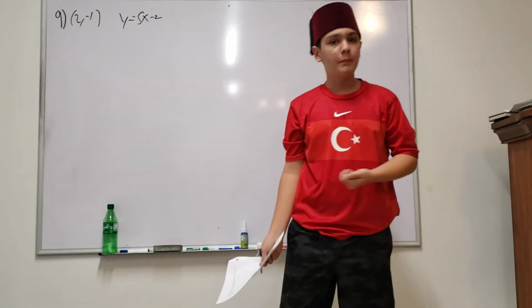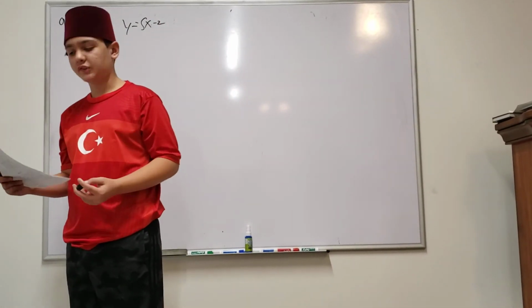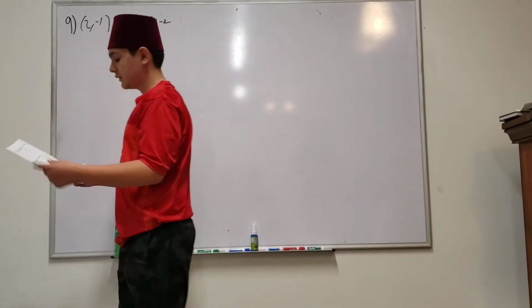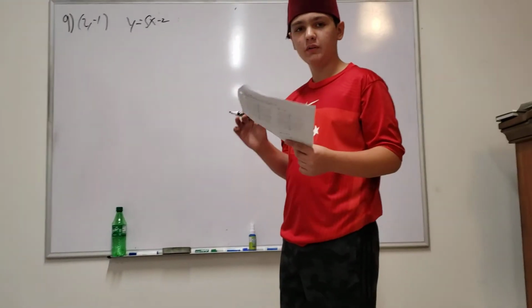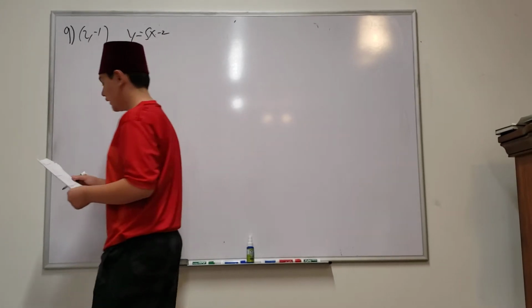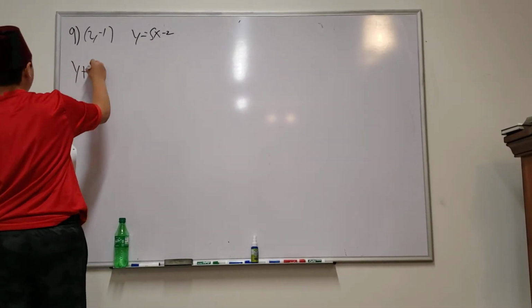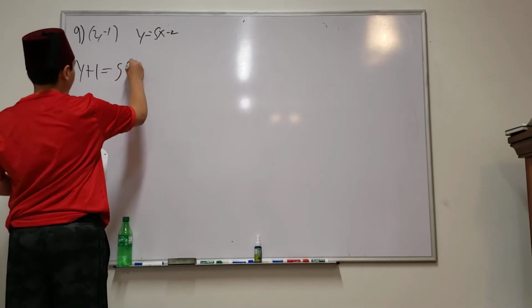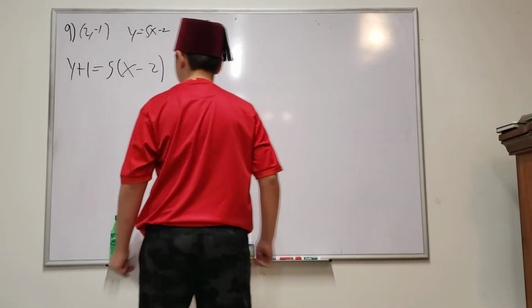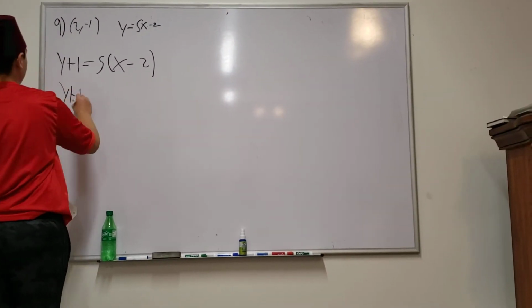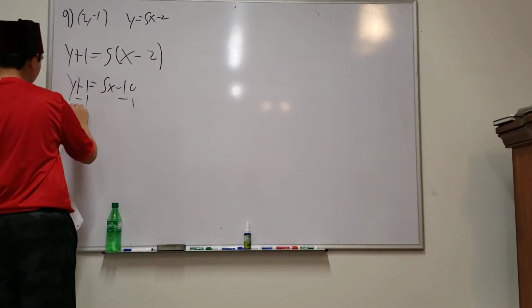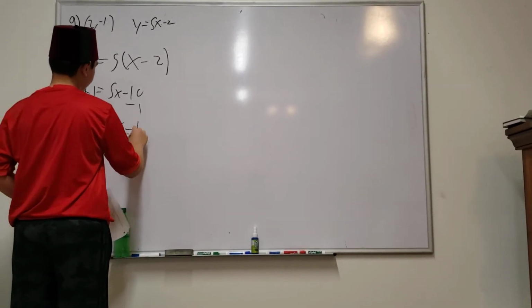Right, so we know parallel lines have the same slope, different y-intercept. So we're going to plug this into our point slope formula, and we will get a parallel equation. So y plus 1 is equal to 5 times (x minus 2). So we're going to distribute the 5, giving y plus 1 equals 5x minus 10. Then we're going to subtract 1 from both sides. So y is equal to 5x minus 11.